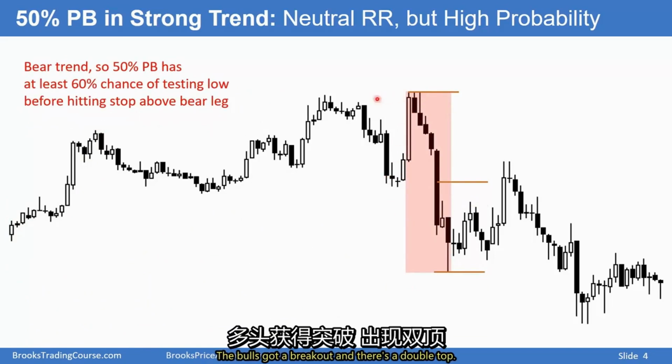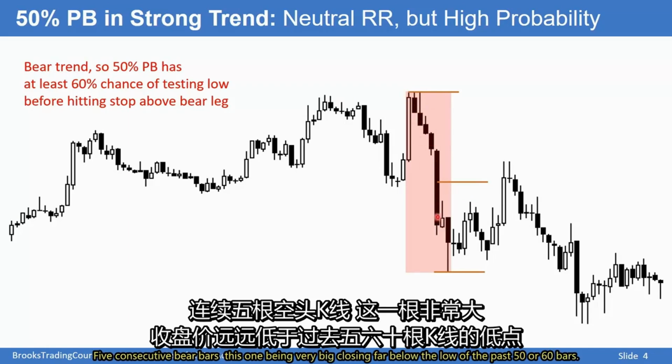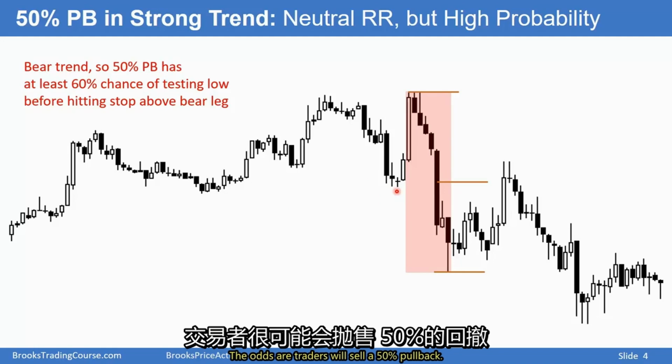The bulls got a breakout and there's a double top. It broke below the neckline of the double top in a very strong sell-off. 5 consecutive bear bars, this one being very big, closing far below the low of the past 50 or 60 bars. The odds are traders will sell a 50% pullback.